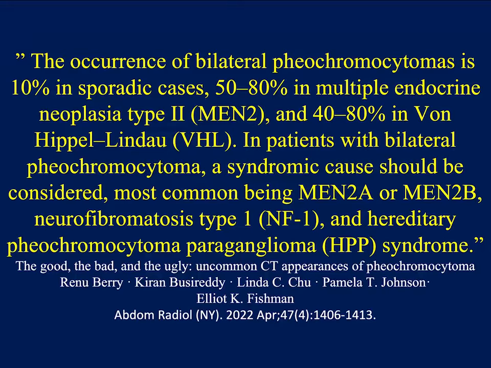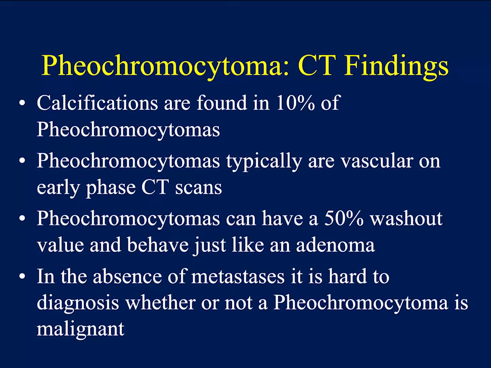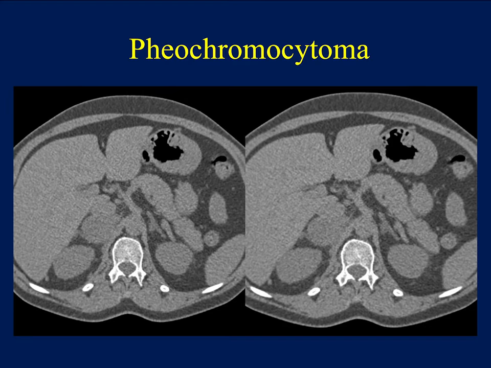Pheos in the syndromic cases are often smaller. They're often also going to be bilateral. So you got to be very careful. When you look at them, there could be lesions in the 1 centimeter range, somewhat vascular and bilateral in configuration. Pheos can have calcifications, prominent vascularity we've mentioned, and again, the washout value is intense but not important. And again, we can't typically tell whether a pheo is benign or malignant. Obviously, if it's invading vessels or it has liver mets or lung mets, it's easy to call it malignant. Otherwise, it's truly impossible.